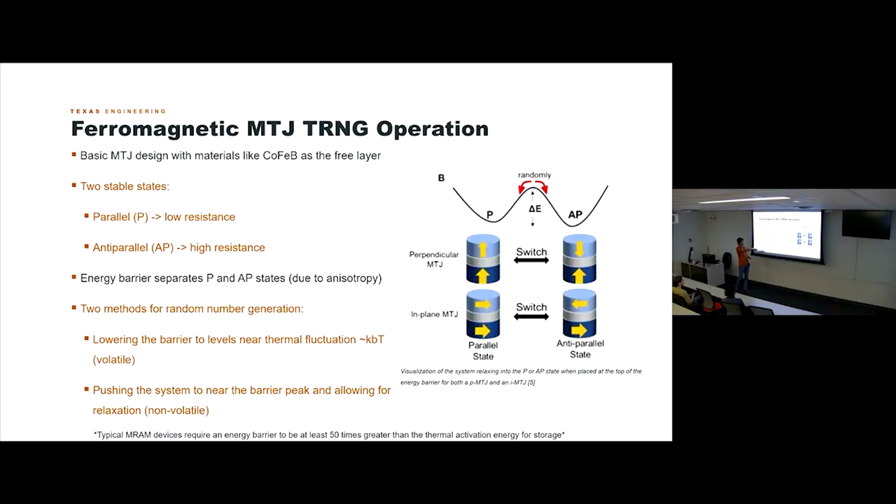So you remember the parallel state and the anti-parallel state, which for in-plane would be 180 degrees apart. So we have these two energy wells on opposite sides of an energy barrier. For a lot of memory storage, we want this energy barrier to be pretty high so we can keep the data, while still being able to write, of course. We want it high so the stability is good. But in true random number generators, we actually want to lower this barrier so we can allow thermal fluctuations to kick the bit to either side.